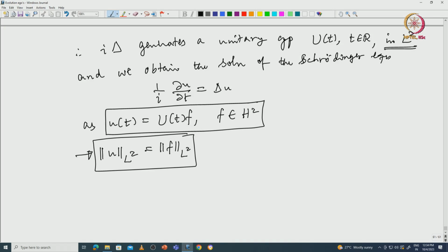So I stop here, and in the next class we consider the Schroedinger equation with potential, and for that we apply Kato's perturbation result.